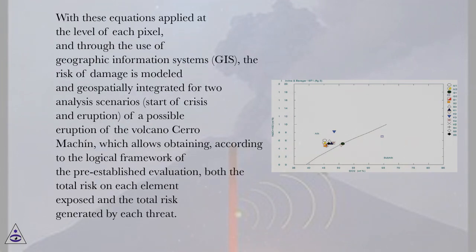With these equations applied at the level of each pixel, and through the use of Geographic Information Systems, GIS, the risk of damage is modeled and geospatially integrated for two analysis scenarios, start of crisis and eruption, of a possible eruption of the volcano Cerro Machín, which allows obtaining, according to the logical framework of the pre-established evaluation, both the total risk on each element exposed and the total risk generated by each threat.